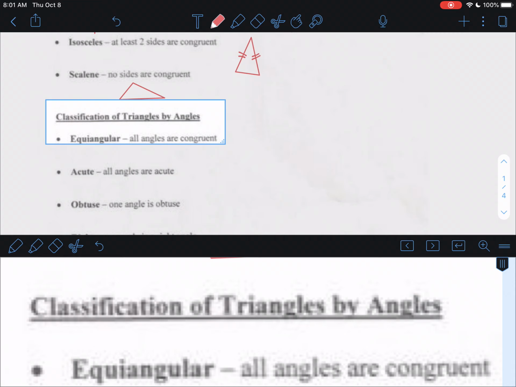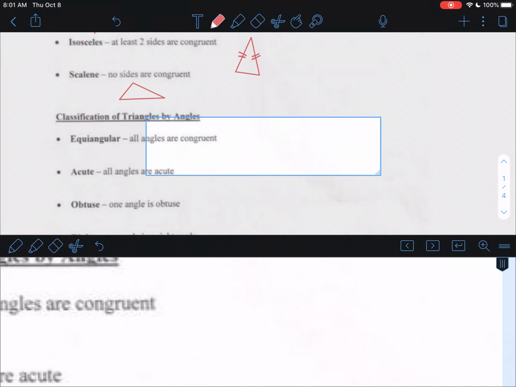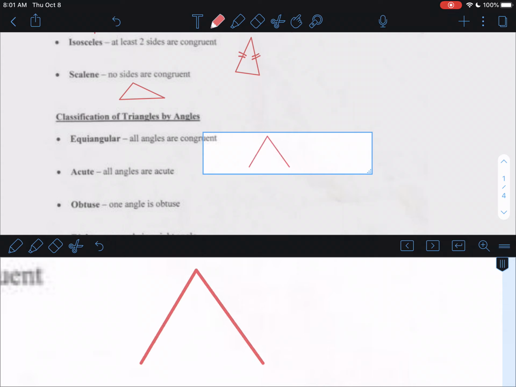And then we have classifying our triangles by the angles. The first one we have is equiangular. Equiangular means all angles on that triangle are going to be congruent. So what that's going to look like is a triangle, and this triangle is going to have all three of its angles with the same measure. So we mark it with those little curves on the inside to mark that it's the same measure.